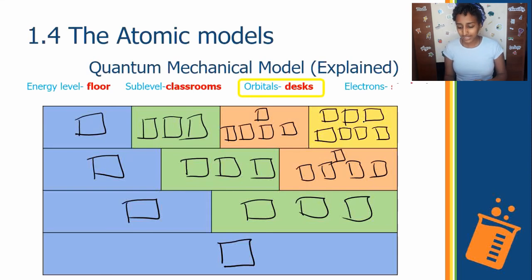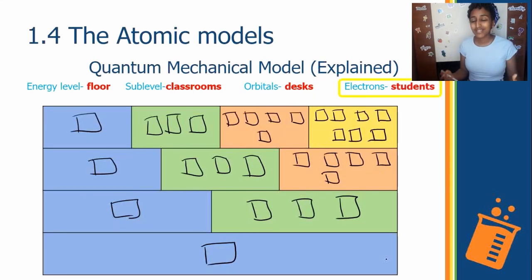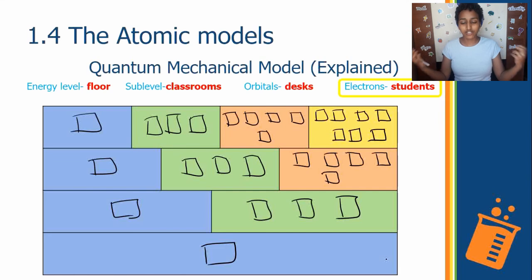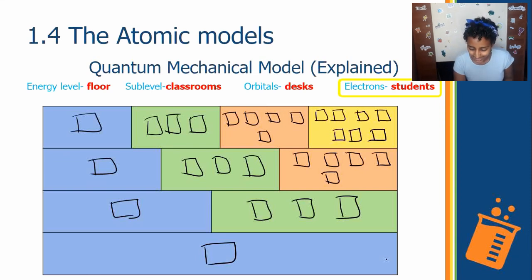Now, we're reaching the last concept. So the final concept is electrons. Now, consider electrons as students, because this is a school. We're missing students here, right? So just understand this. Every desk, no matter where it is, no matter which floor, no matter which classroom, every desk can hold a maximum of 2 students. This might take me a while to draw, but let's say that every desk can hold a maximum of 2 students, like this. I'll be back once I've drawn all the students.